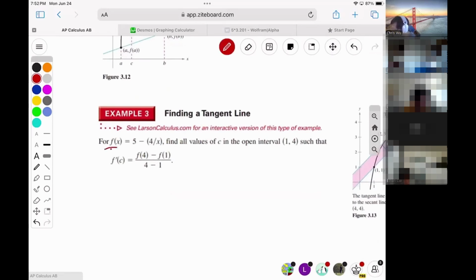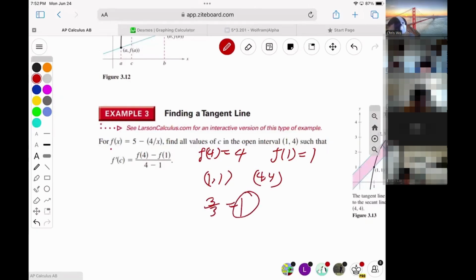Let's see here. For f equals that, find all values in the open interval such that the mean value theorem is satisfied. So what do we do? We need to actually find the secant line first. So the secant line is, well, f of 4 is 4, f of 1 is 1, right? So it's (1, 1) and (4, 4). So check it out, that's 3 over 3 equals 1. So somewhere I must have a slope of 1 between 1 and 4. Do I?